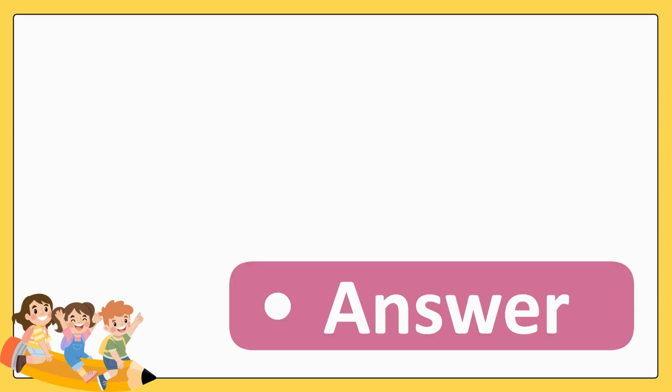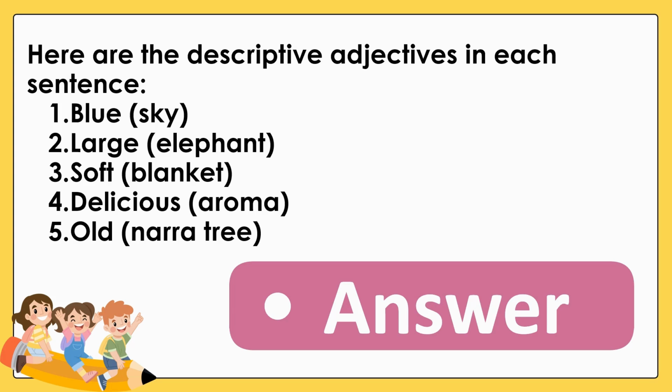Let's see the answers. Number 1, blue modifies sky. Number 2, large modifies elephant. Number 3, soft modifies blanket. Number 4, delicious modifies aroma. And number 5, old modifies Nara tree.